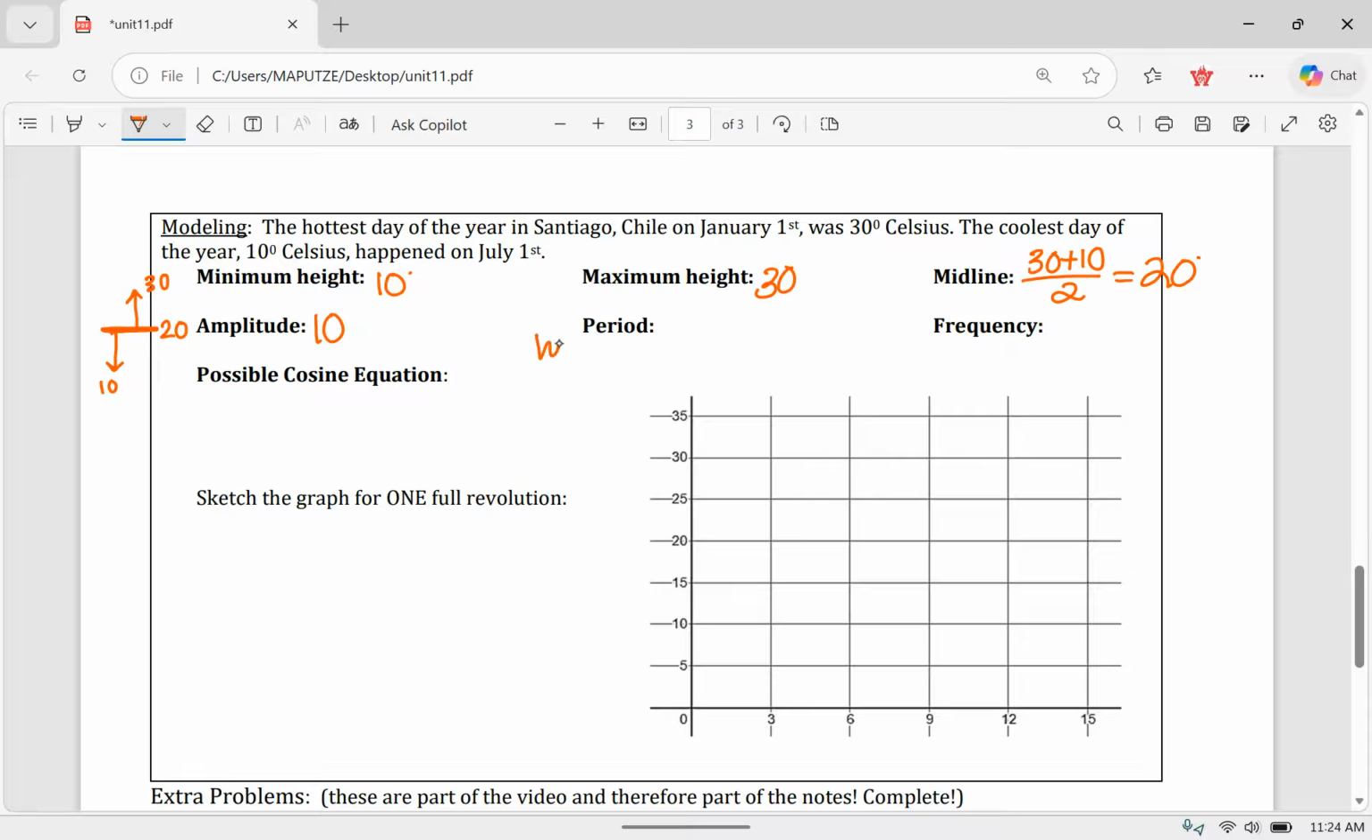Okay, what is period? How long for one full cycle? So in January, we were at a max, and then in July, we were at a min. Well, when we're talking about sines and cosines, I'll draw a cosine here. Here's a cycle of cosine. One full cycle is when you go from a maximum to a maximum or a minimum to a minimum. So right now, from January to July, we're only seeing half of a cycle. So for one full cycle, it is going to be a full year. So we're going to say 12 months.